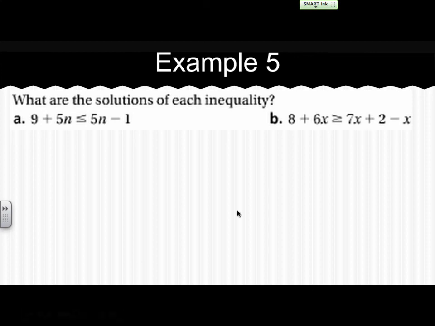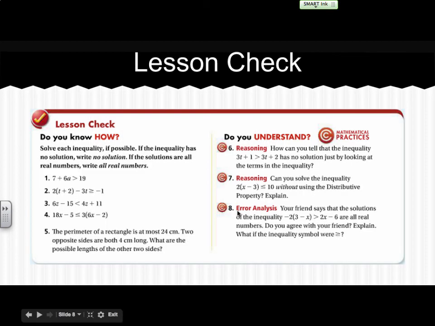Lesson check. Make sure you try this before you come to class.